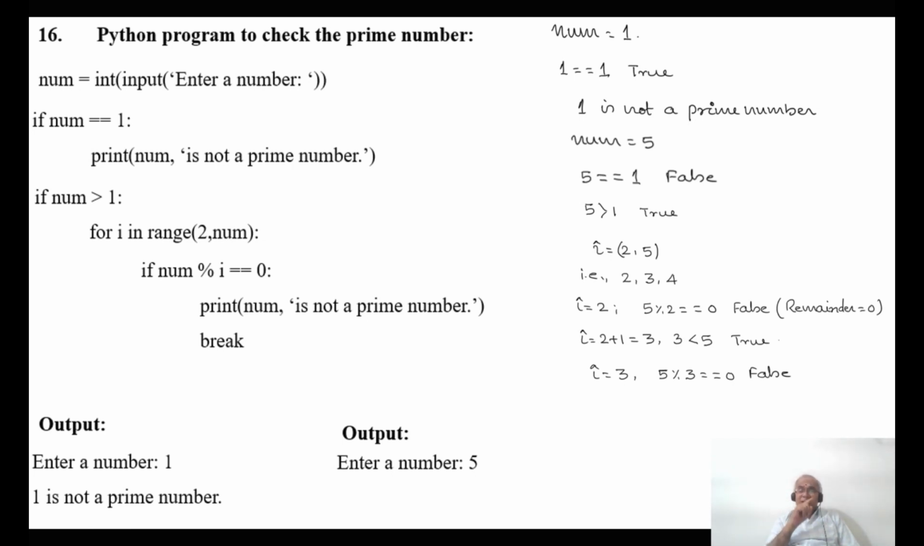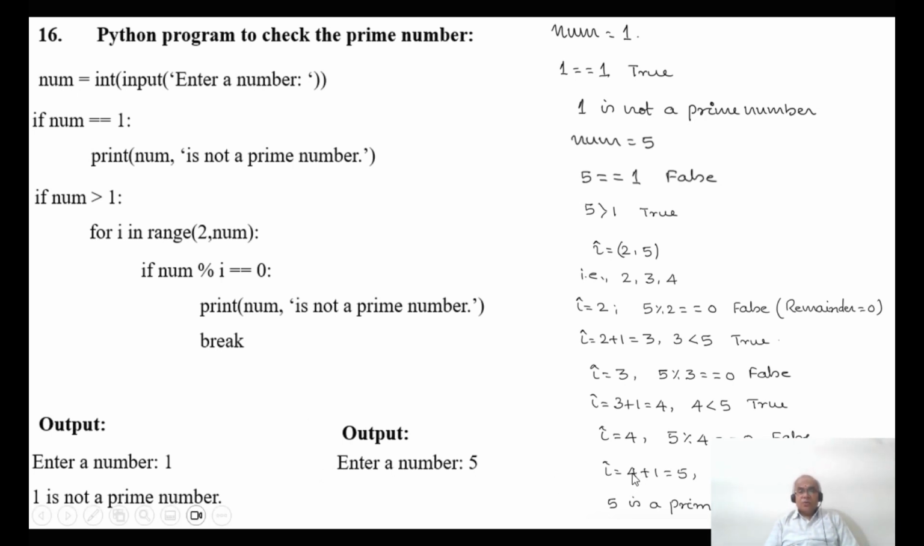But what does the condition say? The condition says that the remainder is equal to 0. If the remainder is equal to 0, that means the number is exactly divisible. Whatever the number is, if you divide and the remainder is 0, then it is not a prime number. So again, it goes back and takes the iterated value.